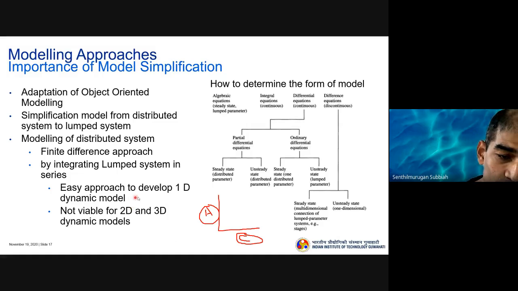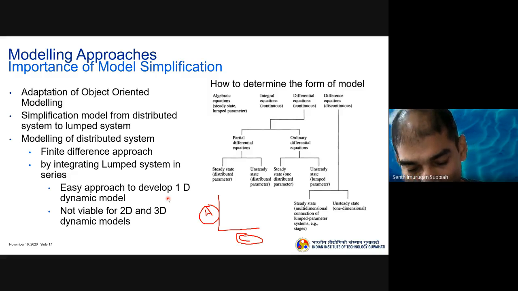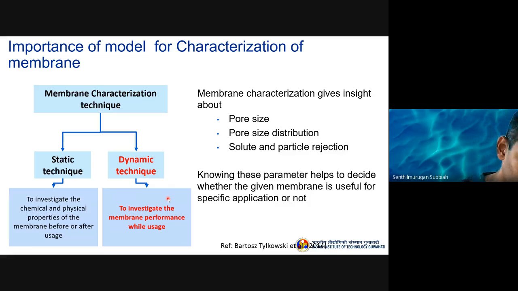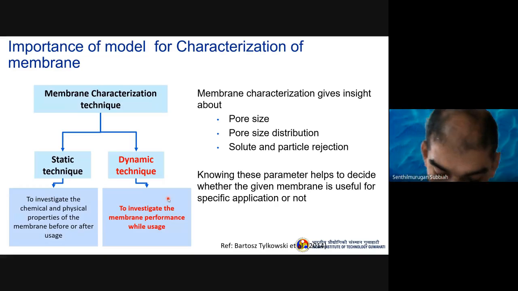The easy approach to develop a 1D dynamic model is basically an easy approach. But the problem here is that the lumped system approach we cannot use for 2D and 3D dynamic models. We can use it for a 1D dynamic model, but we cannot use it for 2D and 3D dynamic models, because we need the finite difference approach. Otherwise, we will not be able to solve them. So these are the modeling approaches which we need to learn, and then we need to develop a model.